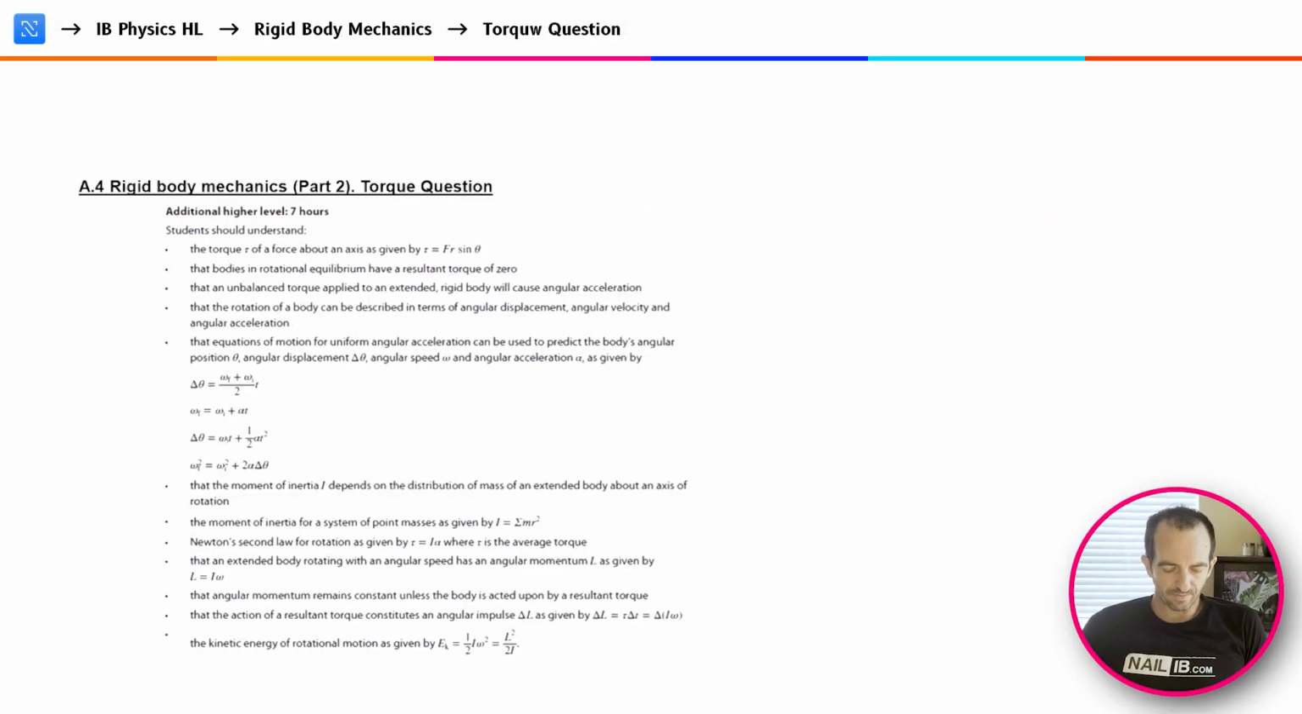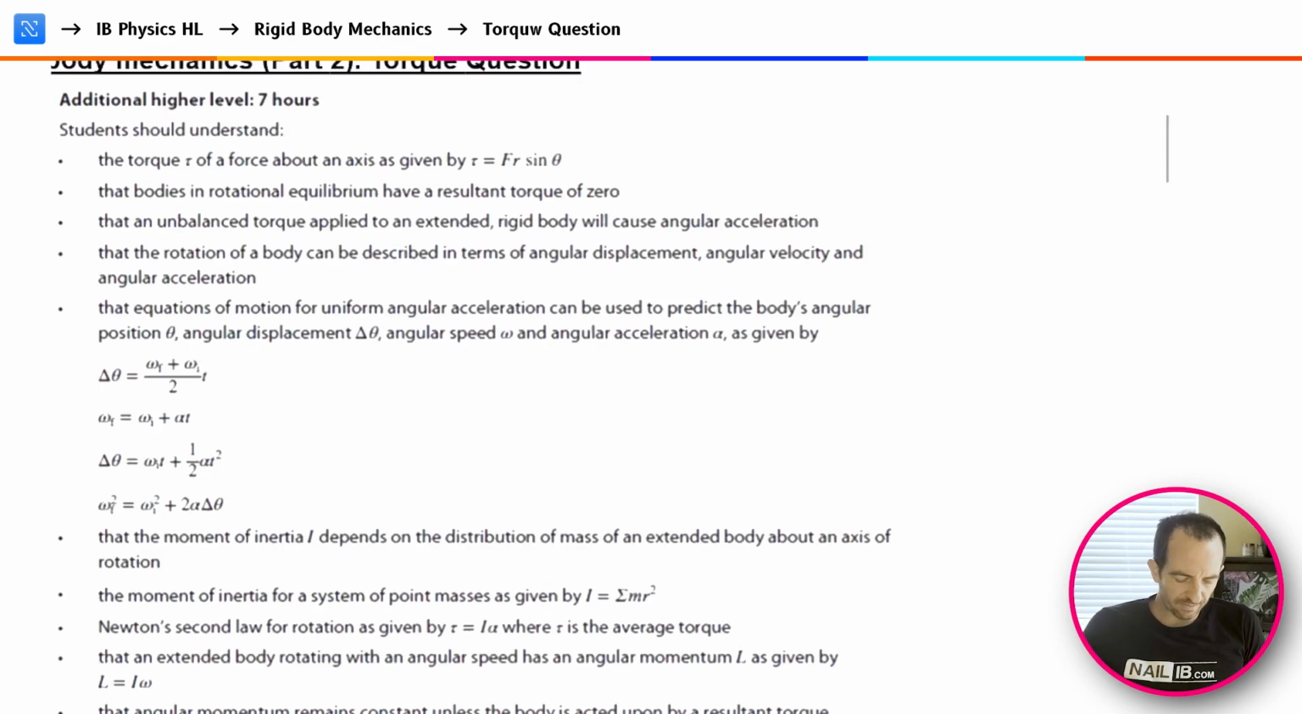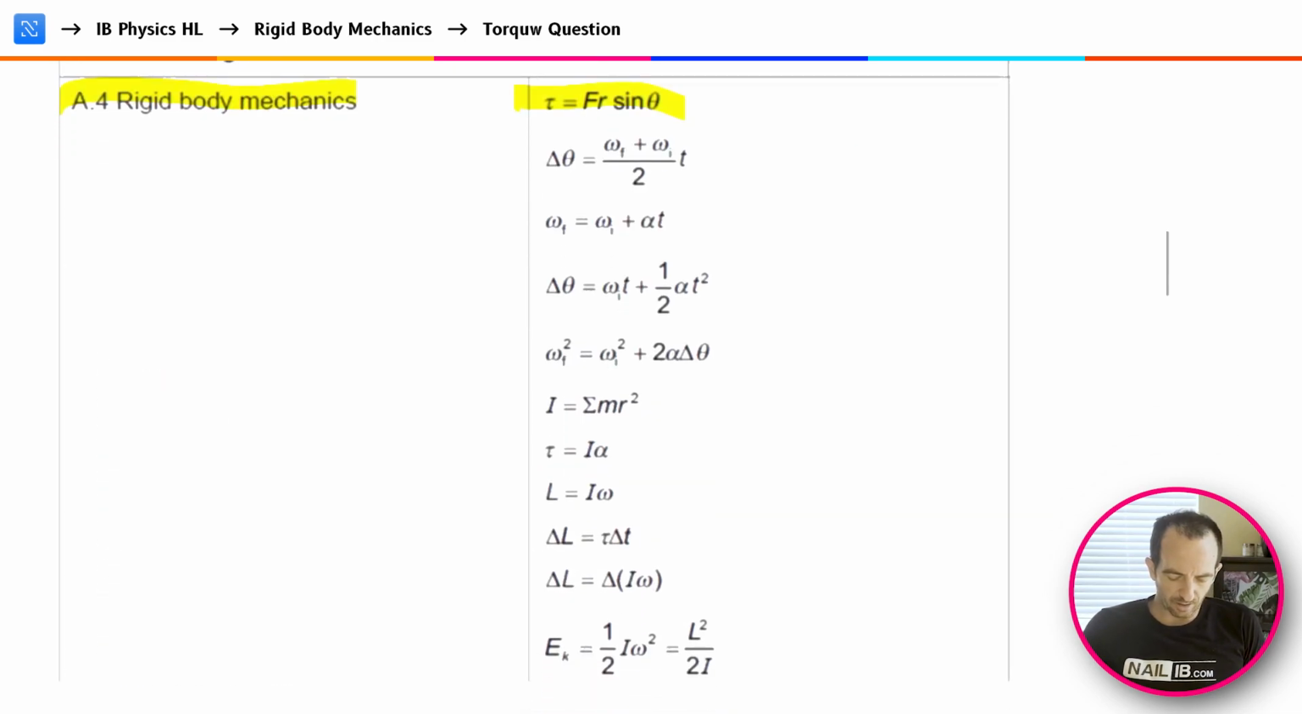To part 2 of A4, where we're looking at rigid body mechanics, specifically torque. Remember, this is higher level material. This is for higher level students. Everybody else is more than welcome as well. And we are in the first couple of standards of this topic. And this question can also probably come up.